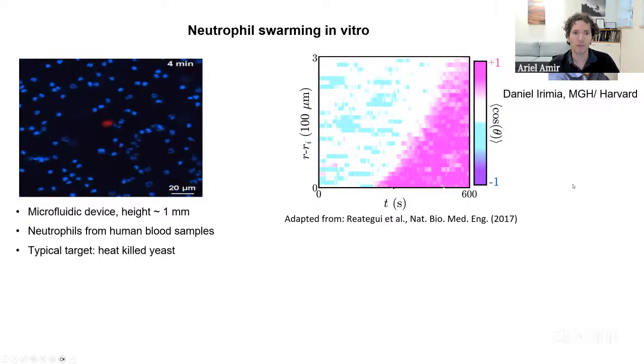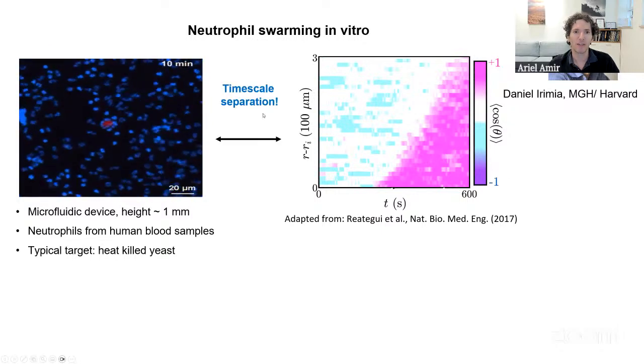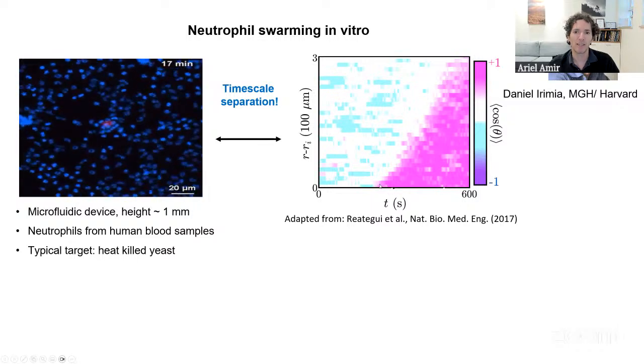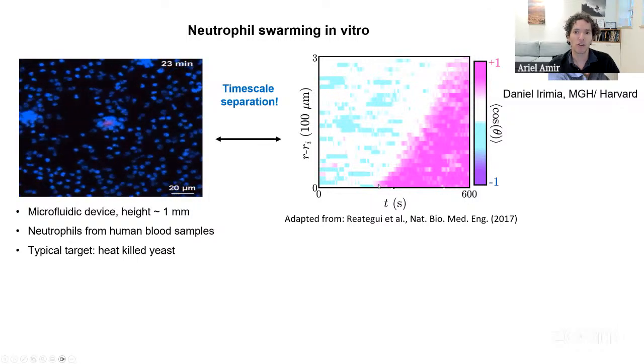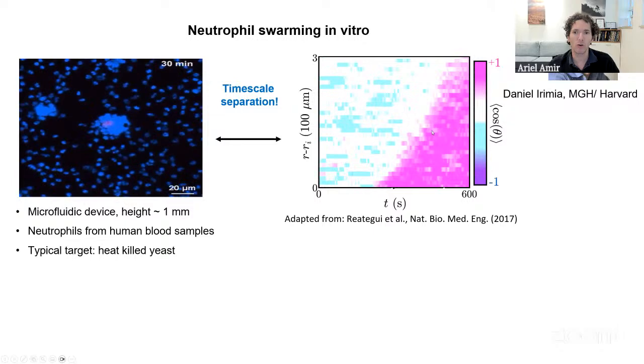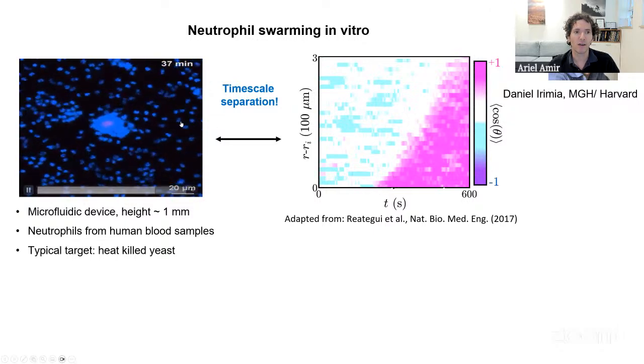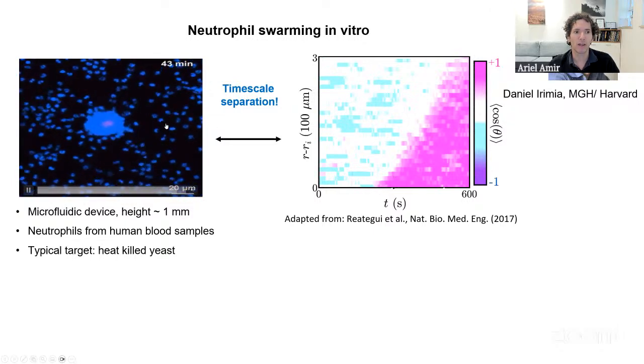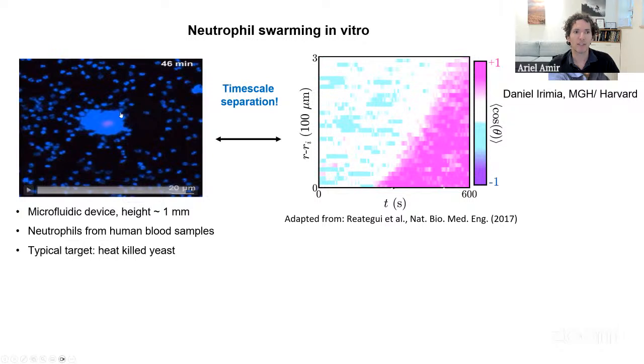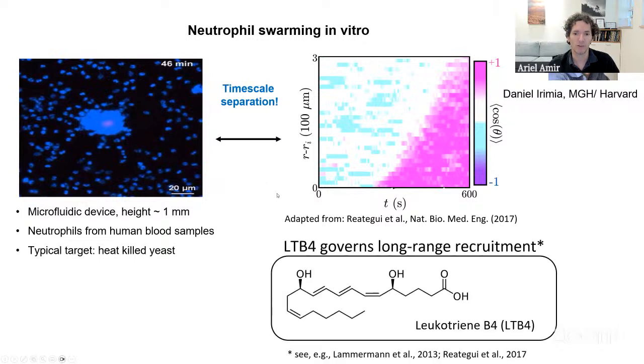randomly. And you can see here there is a time scale separation. The time it takes this information to spread across the field of view is 5 minutes, which is much shorter compared to the several tens of minutes it takes the neutrophils to actually arrive at the target. And this will be useful for the model building I'll show you later on.